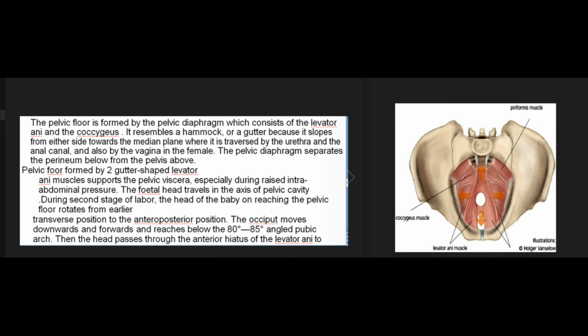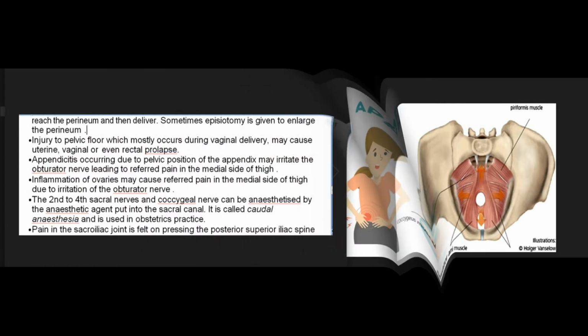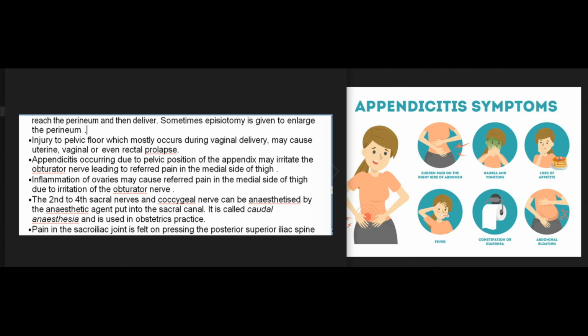The fetal head travels in the axis of pelvic cavity. During second stage of labor, the head of the baby on reaching the pelvic floor rotates from earlier transverse position to the antero-posterior position. The occiput moves downwards and forwards and reaches below the 80°-85° angled pubic arch. Then the head passes through the anterior hiatus of the levator ani to reach the perineum and then deliver. Sometimes episiotomy is given to enlarge the perineum.